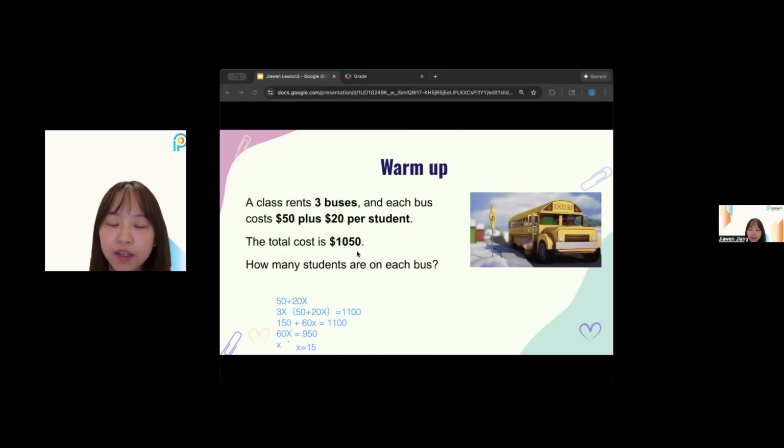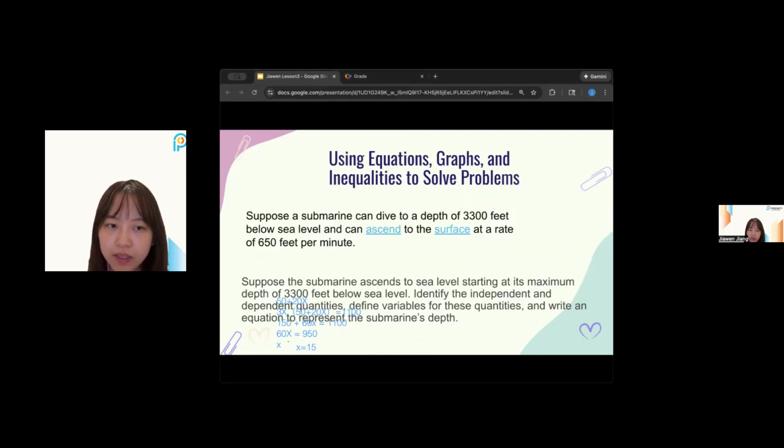Let's look at a real life situation. Suppose a submarine ascends to sea level, starting at a maximum depth of 3,300 feet below sea level.